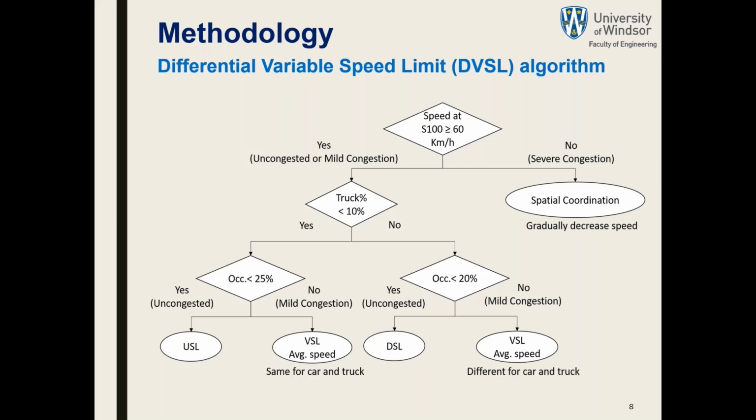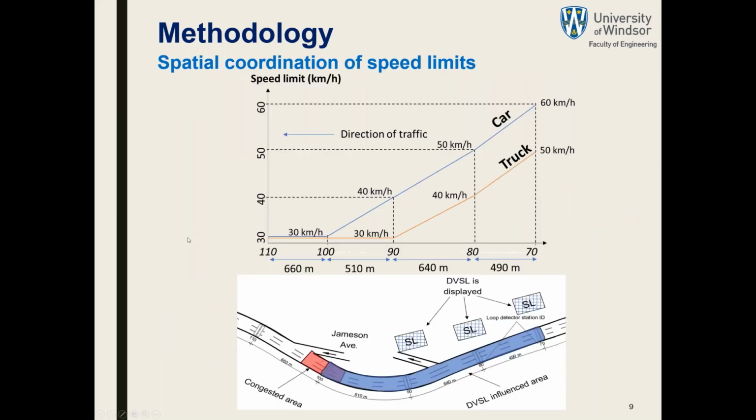So we go back to the speed at station 100. When the speed at station 100 is lower than 60, we would have severe congestion. In that case, we would use spatial coordination. What is spatial coordination? Spatial coordination is one in which speed limits are gradually reduced in multiple locations before reaching the congested area at station 100, upstream and closest to the ramp.